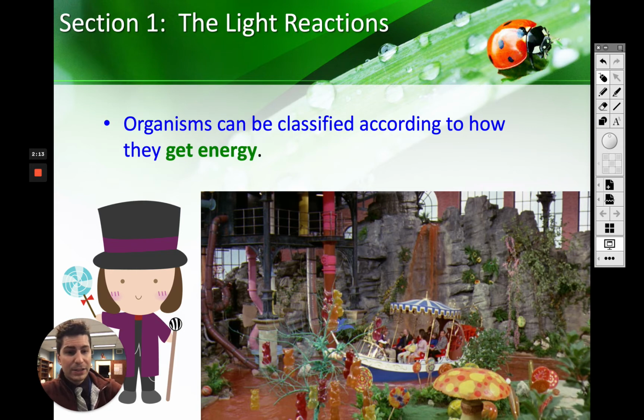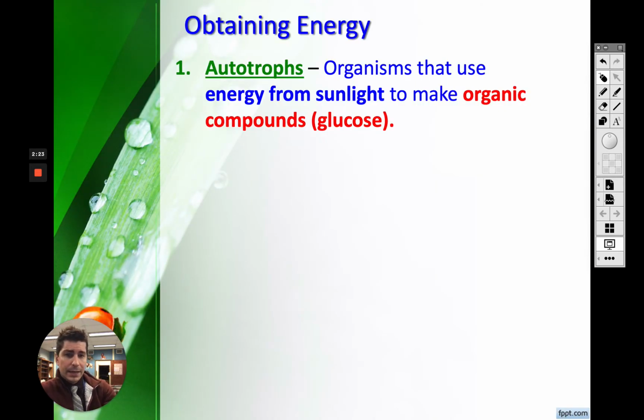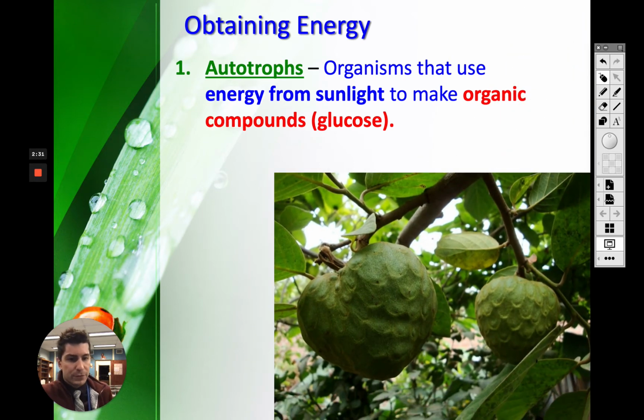But this room was pretty much made of sugar, and we know that's how we get energy, through sugar. So keep that in mind through this chapter, guys, okay, that we get energy from sugar. Now let's talk about the two different types of organisms, or two different categories of organisms, with how they get energy. The first one is going to be autotrophs.